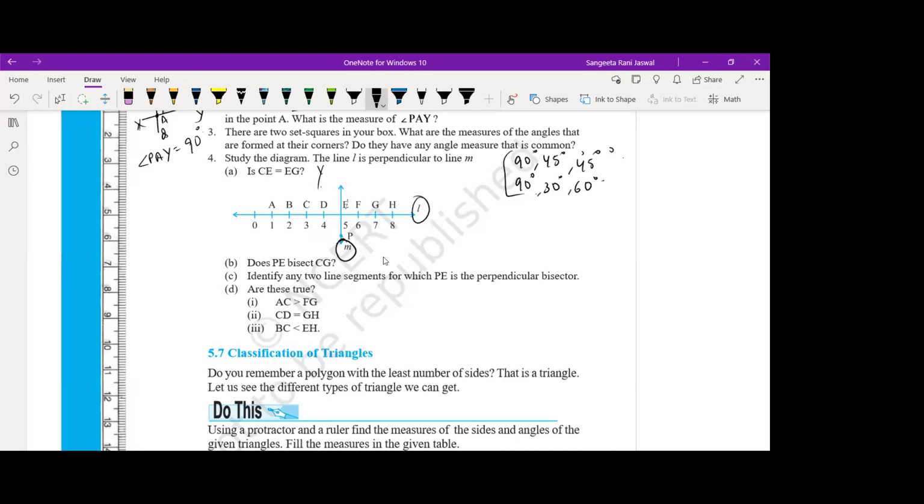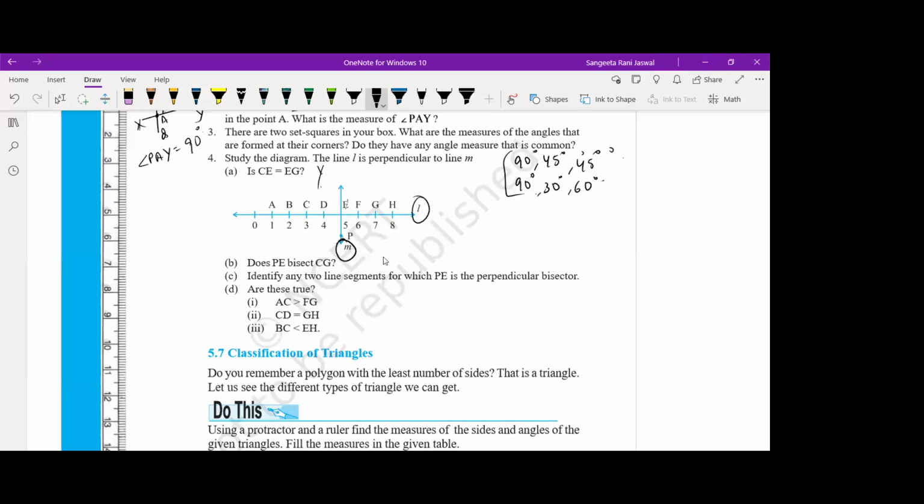For which PE is a perpendicular bisector. Identify two line segments. So, Neha? Ma'am, DF and CG. DF and CG. Okay. Right? Children, are these true? Now see what is true.